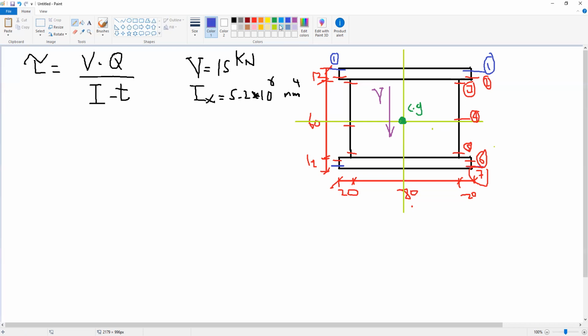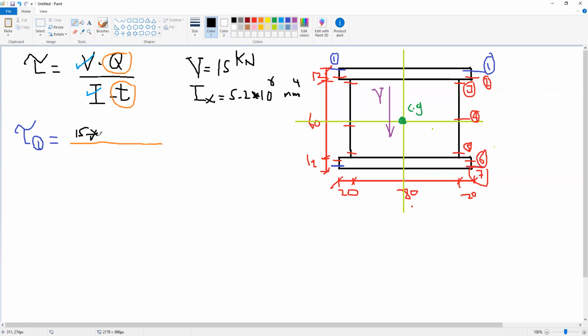So if I ask you to calculate tau at section 1, we will calculate first and then we draw. The first step is to calculate tau at section 1. For any section, V and I are constant. So what is changing for each section are Q and t. So for each of the 7 sections, we have different Qs and different t. For section 1, how much is V? V is equal to 15 kilonewton.